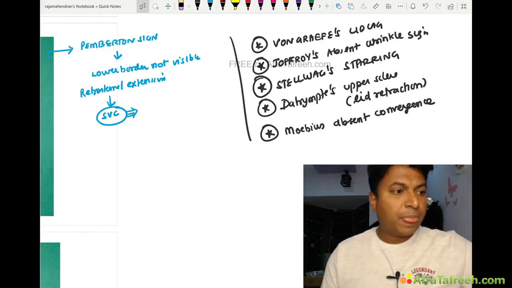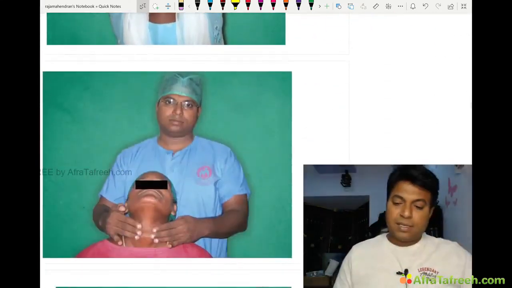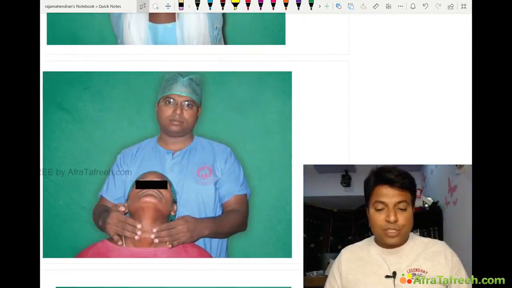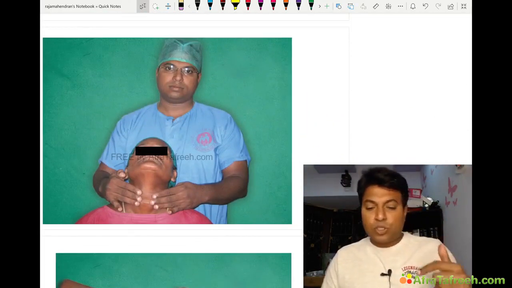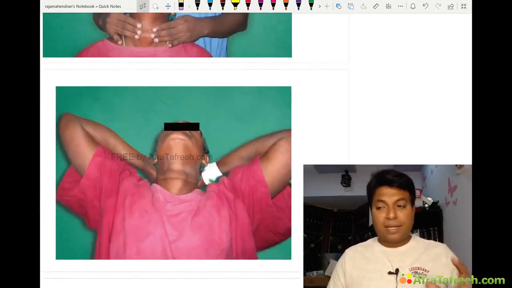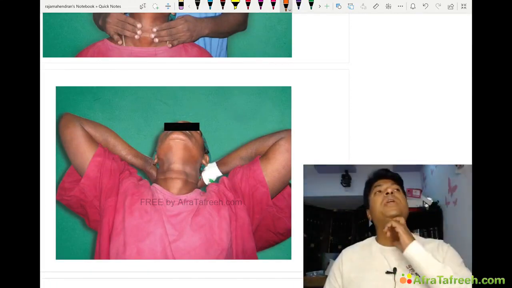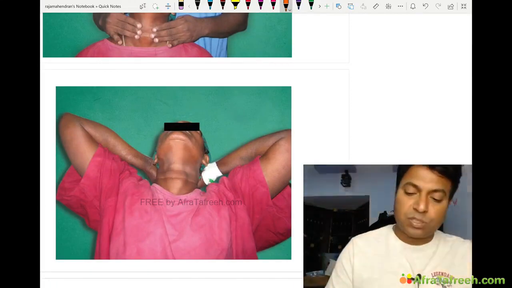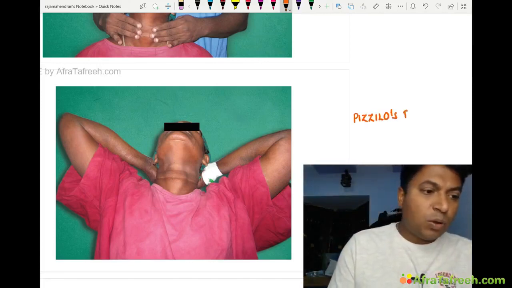Is it clear? Okay. So now let us go to the next test. What is this? Always remember, the thyroid should be palpated from behind. As I am examining here, the thyroid should be palpated from behind. This test is done for short neck individuals. What is the name of this test? For short neck individuals, we do this test. This test is known as Pizzillo's test.